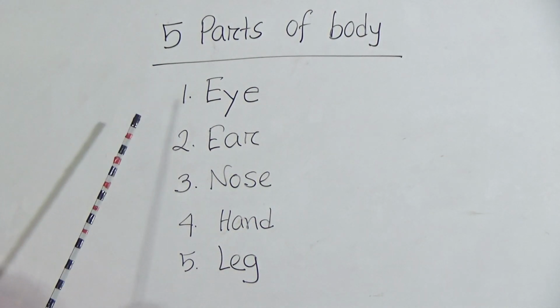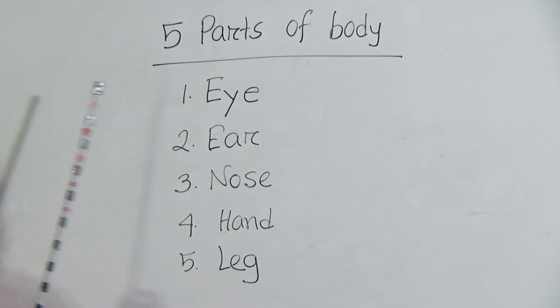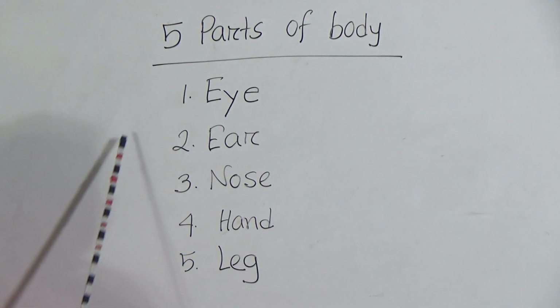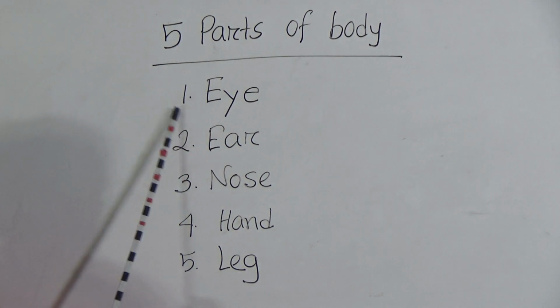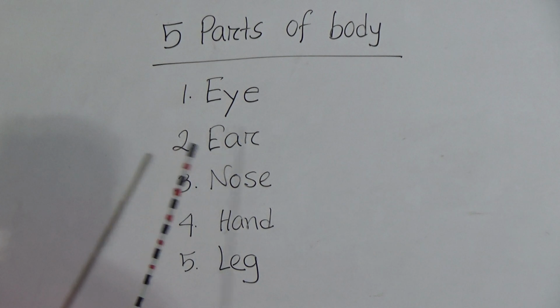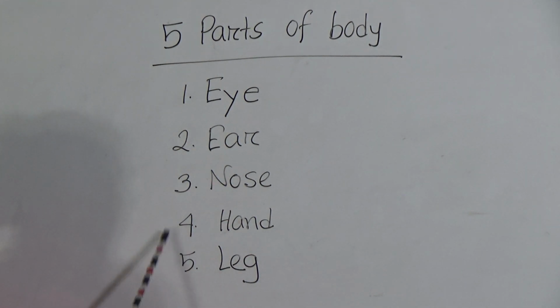Okay. There are lots of parts of our body, but today we will learn only 5. At first, eye, then ear, nose, hand and leg. Now we will learn the spelling.